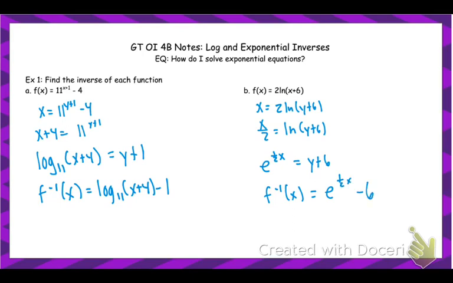And again, I like that format because it makes it easy to graph. It makes it really clear what those transformations are. This graph has been stretched horizontally by a factor of 2 and shifted down 6.